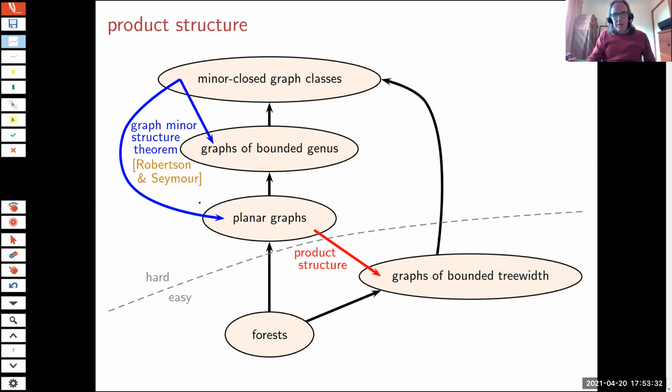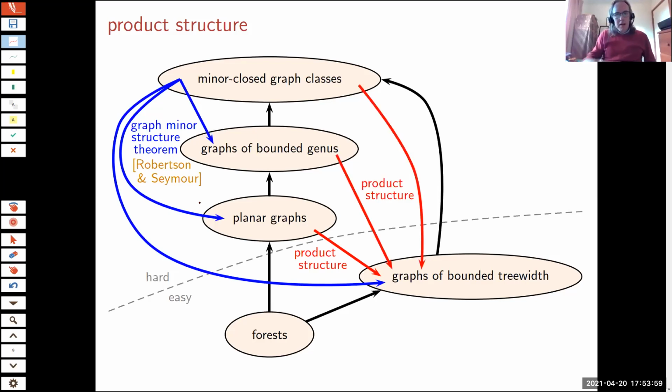So the nice thing about this product structure theory is that, I should say, graphs of bounded treewidth should be no surprise that they appear in this picture, because indeed graphs of bounded treewidth appear in the graph minor structure theorem of Robertson and Seymour. Indeed, they invented the definition of treewidth. Now, the nice thing about this product structure is that it actually says something new, not just about planar graphs, but also about graphs of bounded genus, or indeed any minor closed class. So we've got something new to say about all these things.